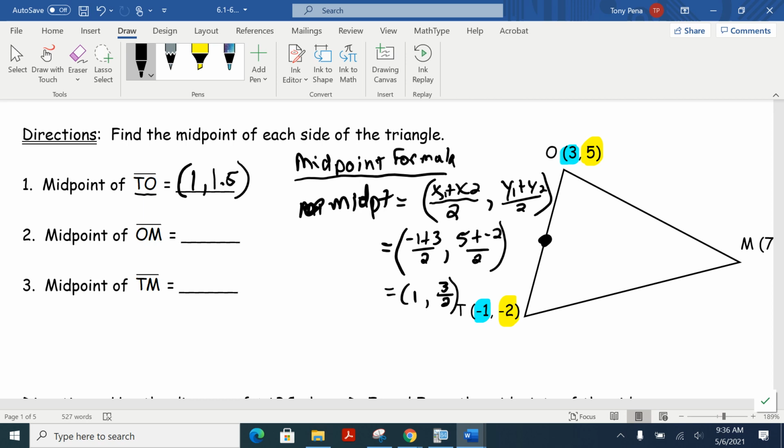All right, add up the x's, divide by 2. Add up your y's, divide by 2. Those are your new coordinates. So the next one, what is the next one? OM. Come on.